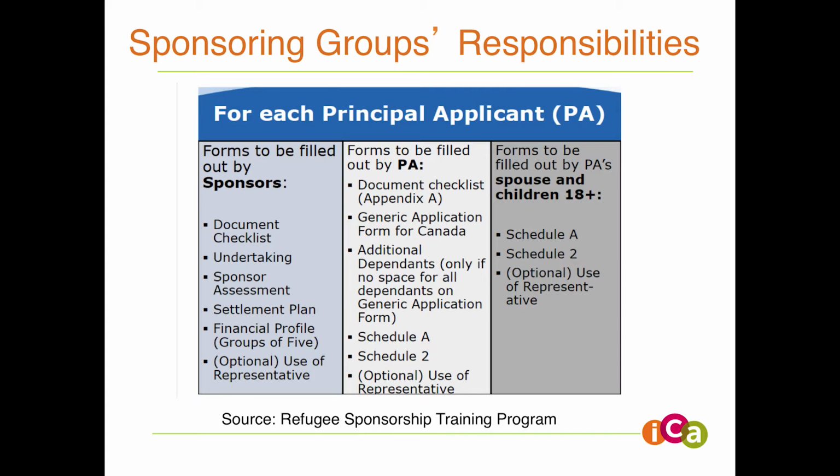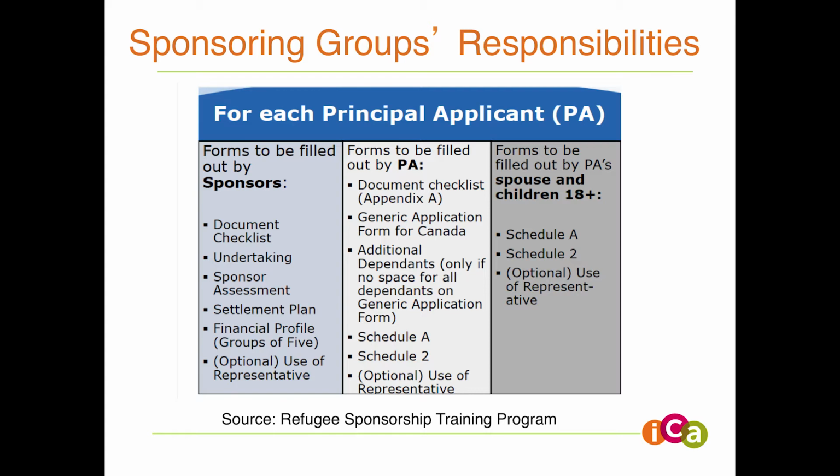Just one form. If there is a 21-year-old daughter in that family, she has to fill her own principal applicant form, because she becomes her own principal applicant, and that application gets linked to the core family, because she's not considered a family member by the Canadian government. And then there are these two wonderful forms called Schedule A and Schedule 2.